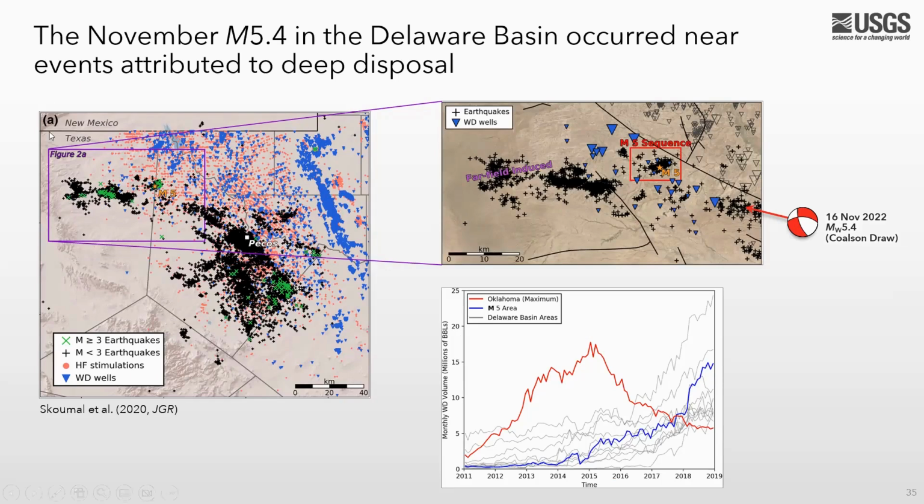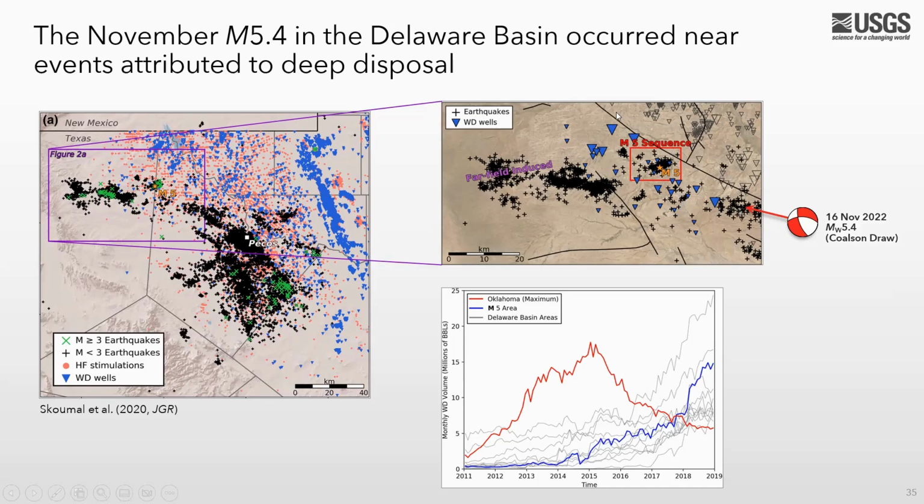Okay, moving further to the north, now looking at the deeper group of earthquakes. Again, this is where the bigger events have occurred. The November magnitude 5 happened here in this inset. This is work by Rob Skamal and others. It happened, as you probably know, quite close to the Mentone magnitude 5 from 2020. And so here I'm sort of showing where they are.